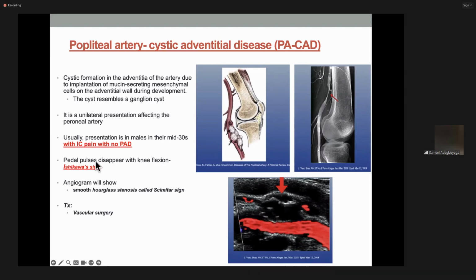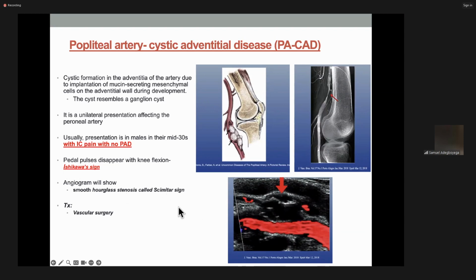So you have a patient with no history of PAD, a young person, and you can feel their pulses very well. Then you tell them to flex the knee, and now the pulse is completely gone. No more DP, no more PT. What do you call that sign? Ishikawa sign. Is the Ishikawa sign the same thing as the Shimitar sign?